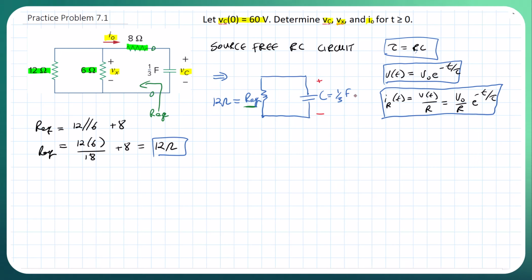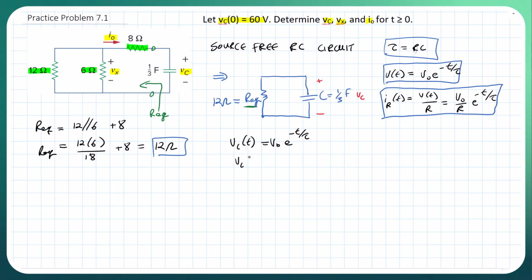This is going to be our VC across the capacitor. All right, and we know our equation is going to be V sub C of t, dependent on time, is equal to V naught e to the minus t over tau. Again, that's from the equation we have on the top right here, and it's just a matter of substituting.